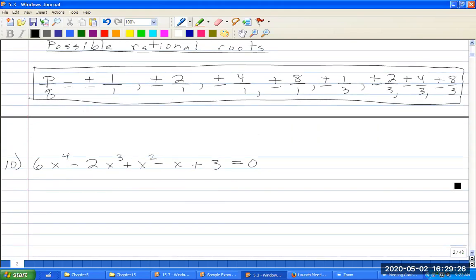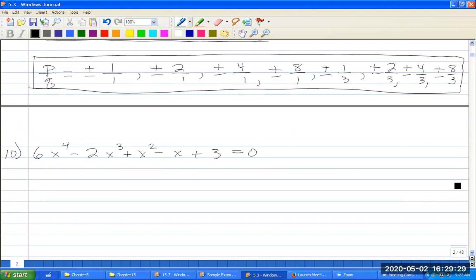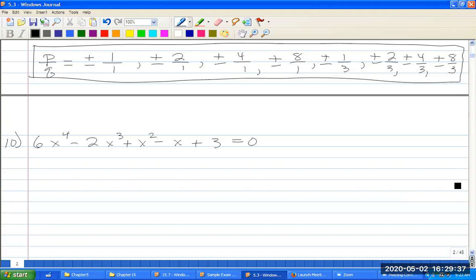Okay, so let's do problem number 10, which is to do the same thing, to find all the possible rational roots of my polynomial. Now, I usually just write down P. And so let's write all the possible values of P, and then Q. And so the possible values of Q, so the factors of 6: 1, 2, 3, and 6.